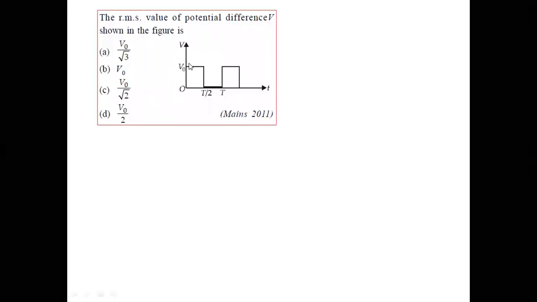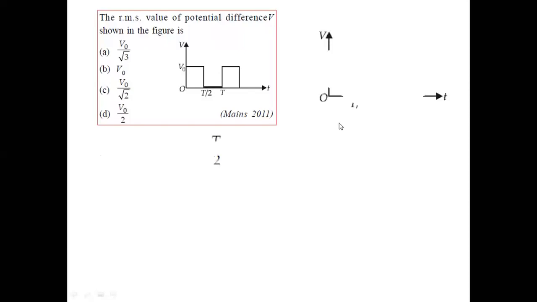You have an input voltage at time t equal to 0. It is a maximum. At T by 2, it becomes exactly 0. Then again, of course, it's not a sinusoidal function. It's a square function. Let me address it mathematically.